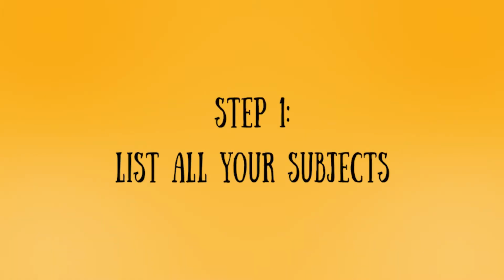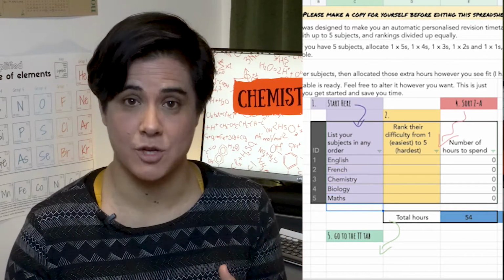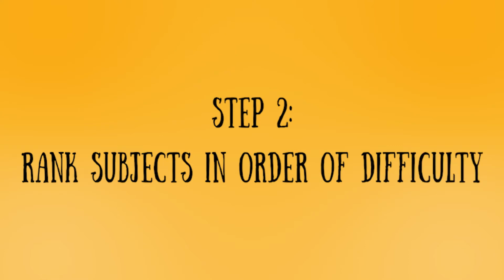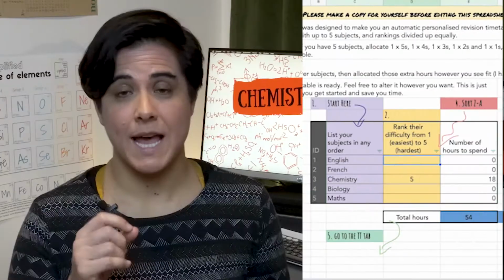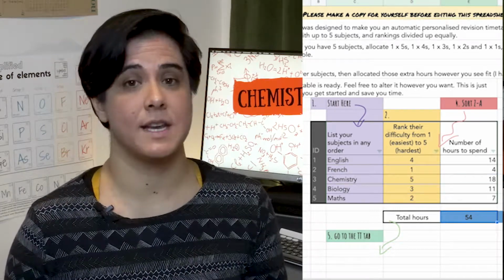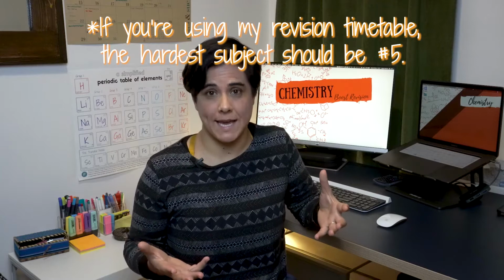Step 1. List all of the subjects that you need to revise. Or if you're just studying one subject, then list all of the topics within that subject that you need to study. Step 2. Rank those subjects in order of difficulty. Give them an actual number to show number 1 is the most difficult subject that you have to study. This ranking is important as it will link to a later step on how you allocate your time.